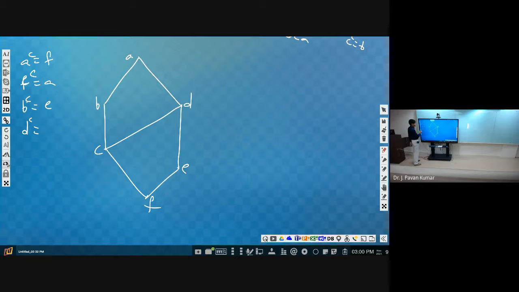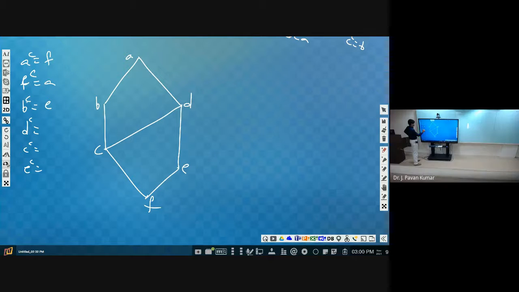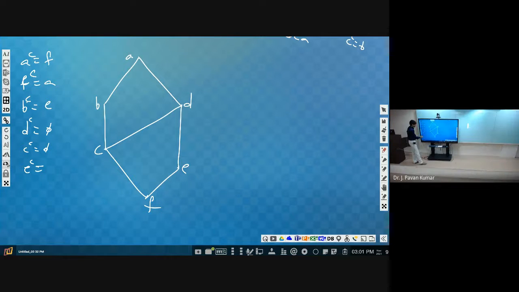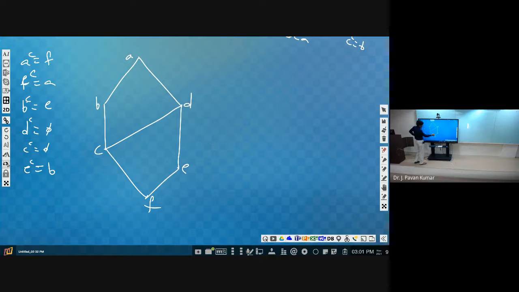Next, D complement. D complement is null, sir. Okay. Next, C complement. This is also null, sir. Next, E complement. E complement is B, because B meet E is F, B join E is A. So this is the complement. Now, is this a complemented lattice? No, sir.